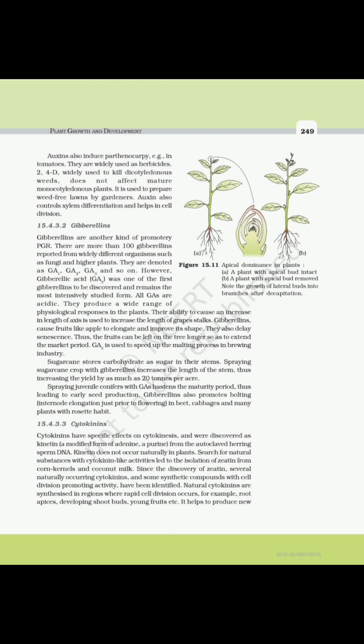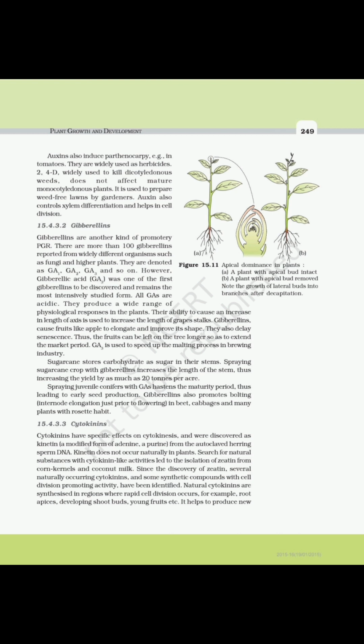Cytokinins have specific effects on cytokinesis and were discovered as kinetin, a modified form of adenine, a purine from the autoclaved herring sperm DNA. Kinetin does not occur naturally in plants. The search for natural substances with cytokinin-like activities led to the isolation of zeatin from corn kernels and coconut milk.